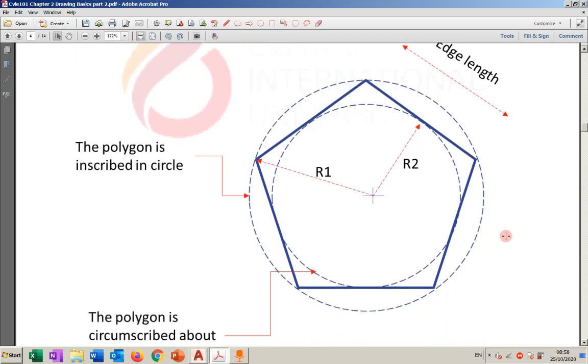There are two approaches. Whether you're going to draw the polygon with a circle which passes through the corner points, or you're going to draw the polygon by a circle which is inside the polygon. You can draw the same polygon with the two methods. Both of them are supposed to end up with exactly the same polygon.